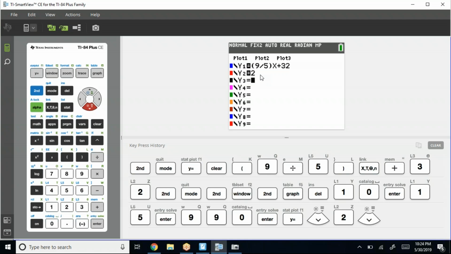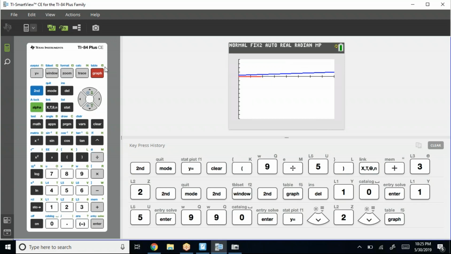But we don't want to do this when we get into all the more complex functions like exponential logs and all that. We want to be able to let the calculator do it for us. So when I put in Y1 and Y2, it's going to draw a horizontal line. Now, let me show you what's going to happen. I'm just going to hit graph.